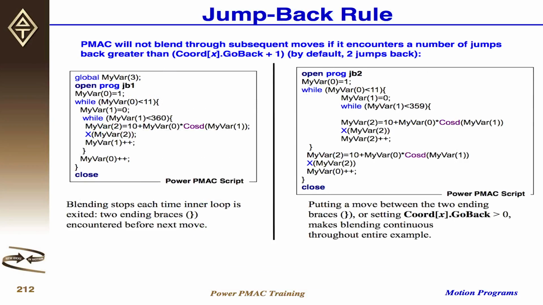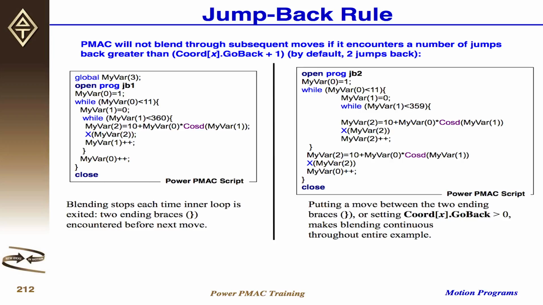Something else to be aware of is the jumpback rule. So PMech will not blend through multiple jumps back. By default, this is 2 jumps back, actually. But you can change the number of jumps back that will cause blending to stop with chordx.goback plus 1. So by default, go back is 1.